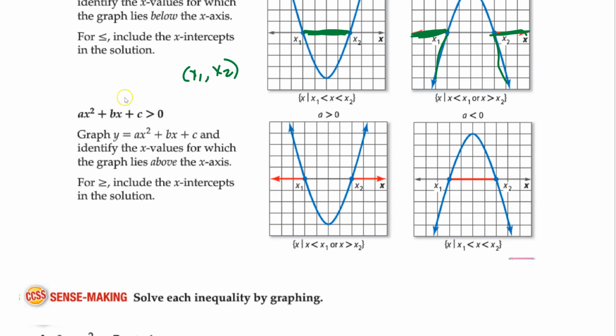Likewise, if you want your graph to be greater than zero, you want it to be positive. Look at this graph here. Where is it above the x-axis, which is right here? Well, it's here and here. So it's this spot and this spot. And then this graph, right here is my x-axis. Where is it above? Well, in here it's above. So it's this spot.